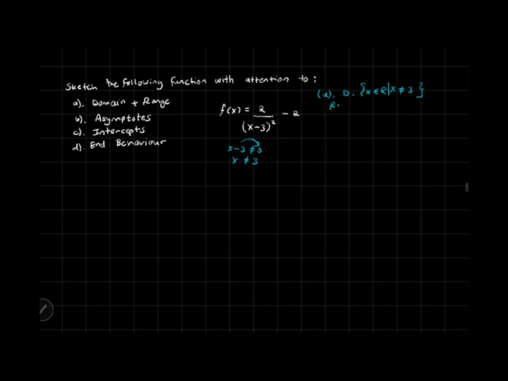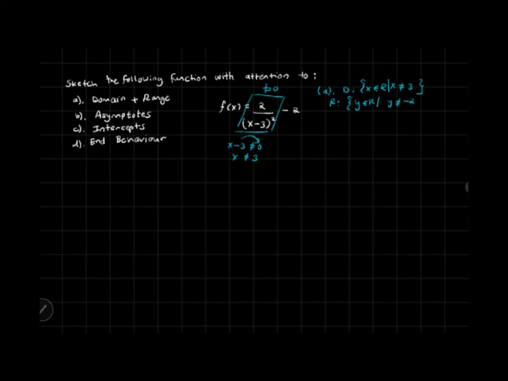Let's take a look at the range. And you can notice that this is really the same methodology as when we looked at the linear reciprocal functions. So when you're looking at the range, you can notice that this value here can never equal 0, because the only way to make a fraction 0 is if the numerator is 0. And as a result, you can notice that y belongs to all real numbers, and y cannot equal 0 minus 2, so y cannot equal negative 2.